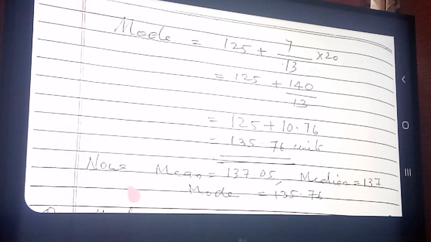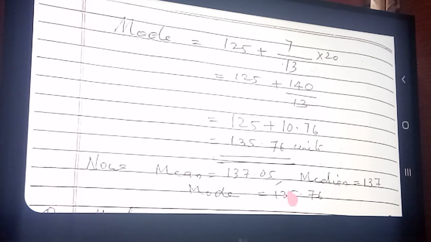After finding mean, median and mode, you have to compare them. So what is the comparison? You can see here, the mean we got is 137.05, the median we got is 137, and the mode is 135.76. Actually these three, mean, median and mode, are the three measures of central tendency. Any method you can apply. Either you apply mean for finding the measure, or otherwise you find the median, or sometimes the mode. So that much difference is not coming in any of the values. See here 137.05 and 137 and here 135.76.